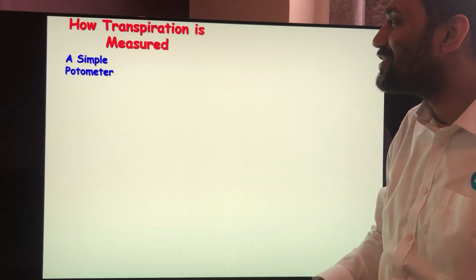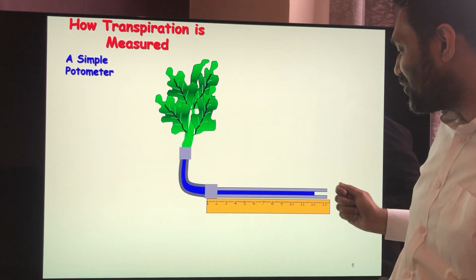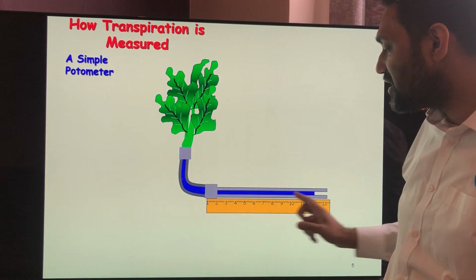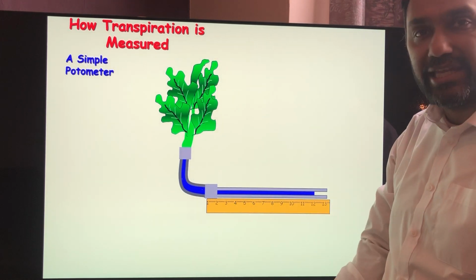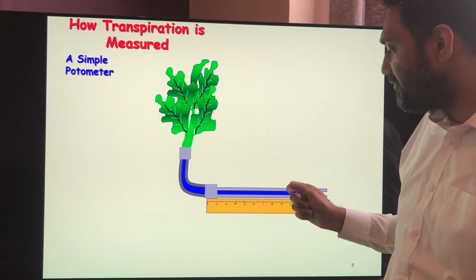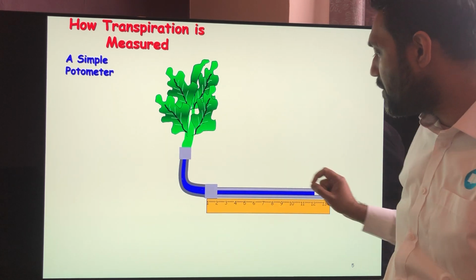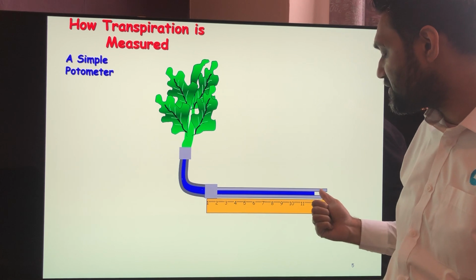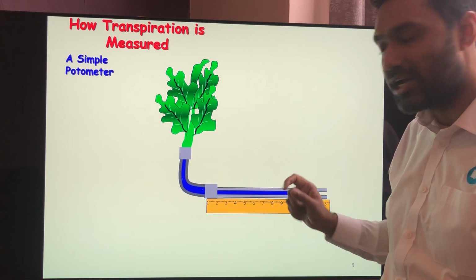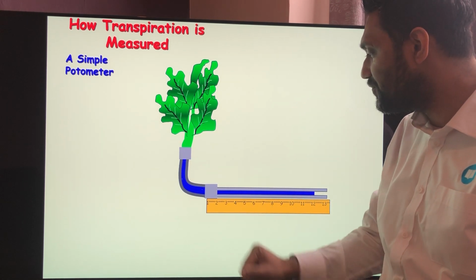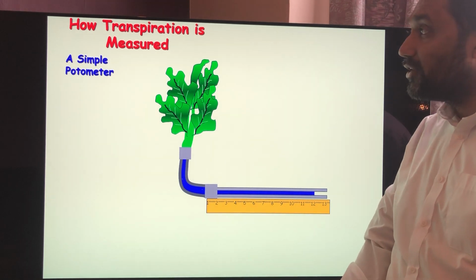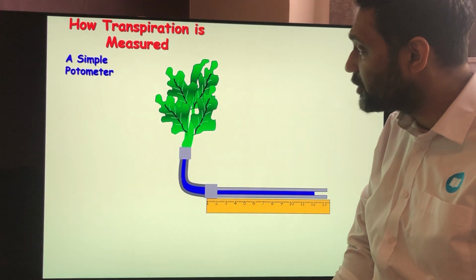It's a piece of equipment that draws water through this little capillary tube and into those leaves. If I trap a bubble in there, as the water gets drawn through these leaves, the bubble will move. And I can measure the speed of that bubble. If I get a stopwatch, I can measure how fast that bubble moves along the scale. So I can measure the rate of transpiration.